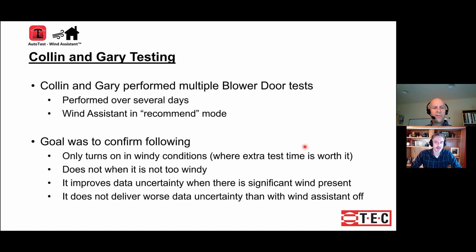And our goals were to confirm, first of all, just the basics, that this feature is doing what Bill said it does, that it only turns on if windy conditions are detected, and it improves the data uncertainty when there is significant wind. So it does that mostly by increasing the sampling period. And we just wanted to make sure that for a typical user using this on an arbitrary day, it doesn't tend to deliver worse data than with the wind assistant off.